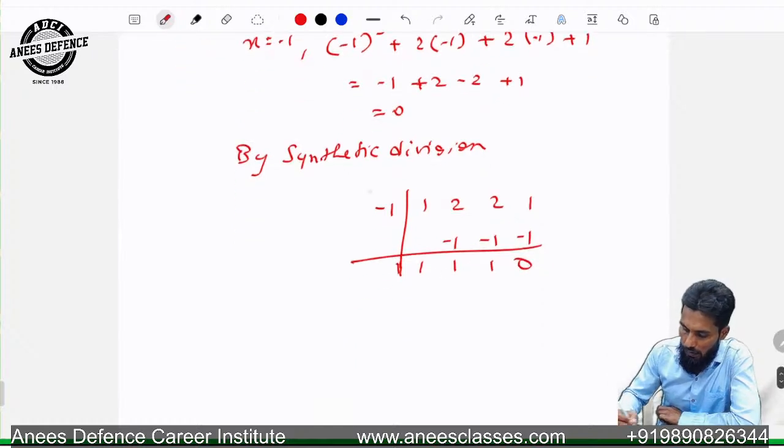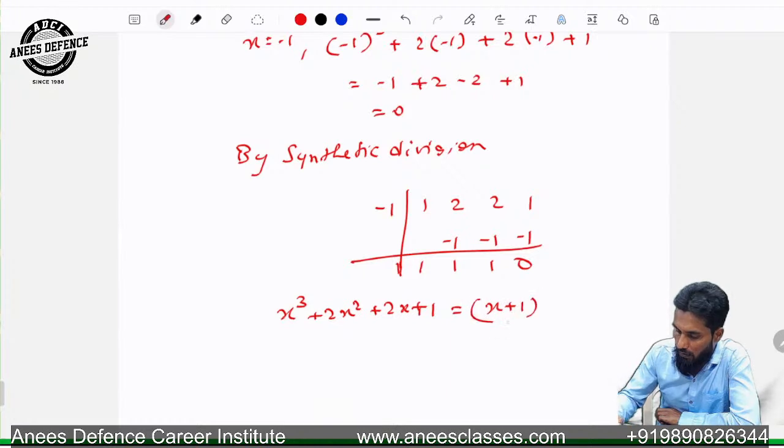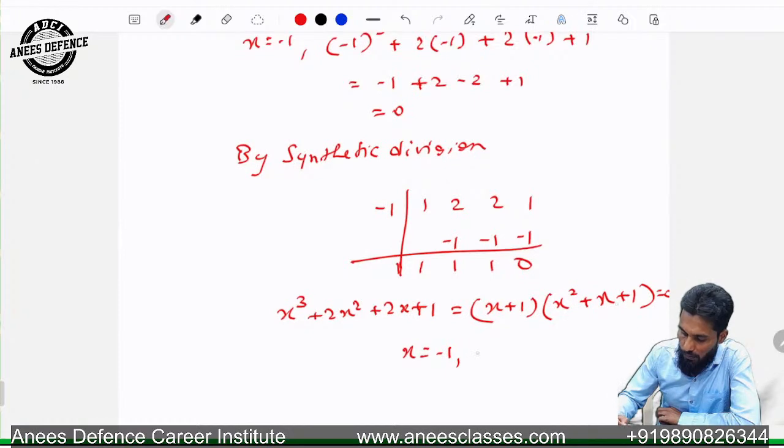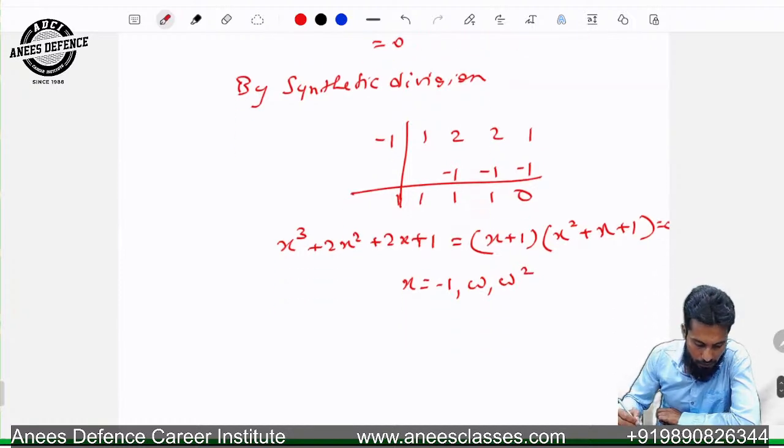So what is the next step? You write x cube plus 2x square plus 2x plus 1, this is your cubic equation. This can be written as x plus 1 in bracket, times x square plus x plus 1, where 1, 1, 1 are the coefficients of the quadratic equation now. This equals 0. So x equal to minus 1 is one of the roots, and for x square plus x plus 1 you will get omega and omega square as its two roots. So these are the three roots.